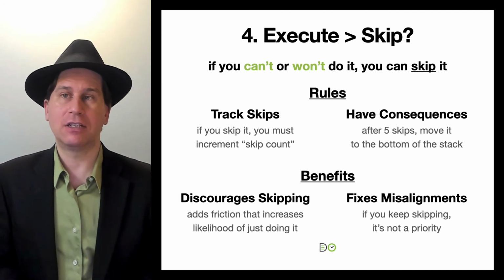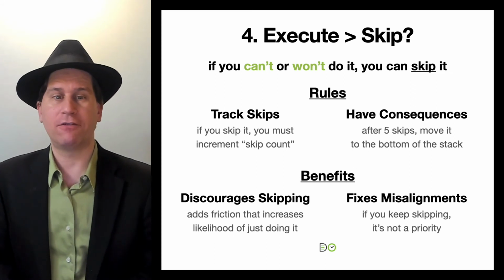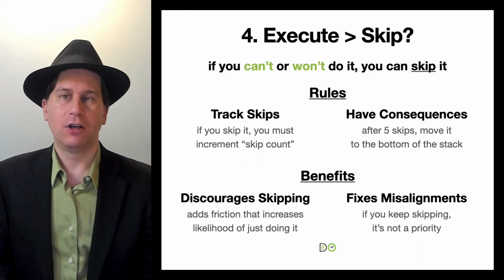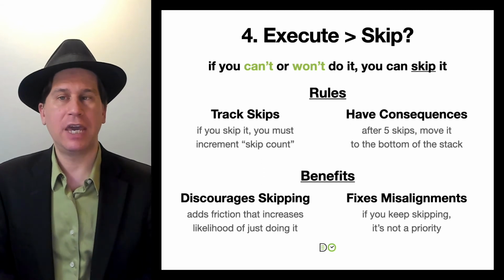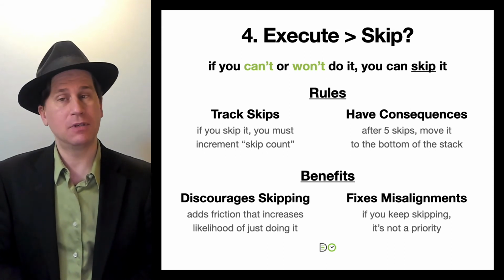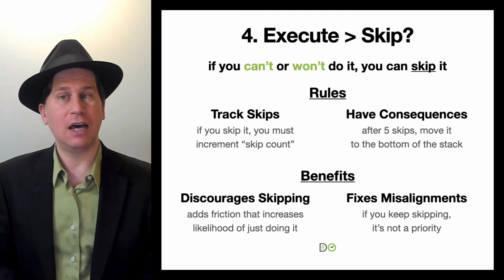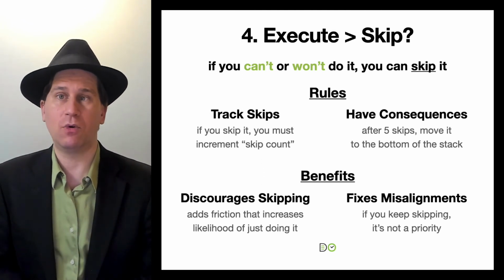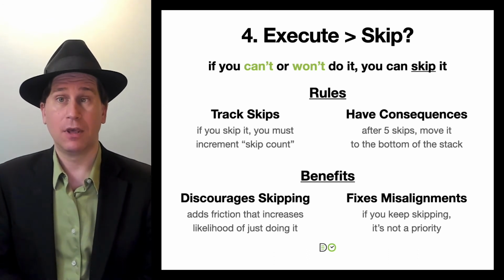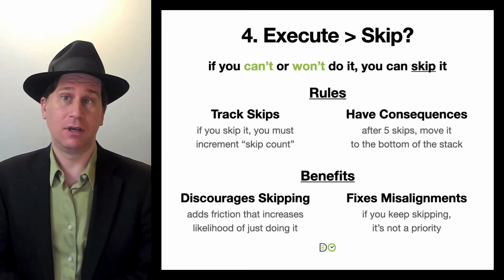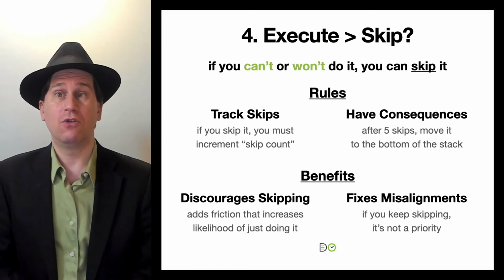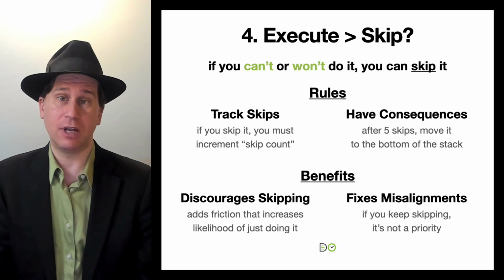The other thing I recommend is having consequences. Create a rule that after 5 skips, you have to move the card to the bottom of the stack, right? So you can't just keep skipping your high priorities indefinitely. If you're skipping it 2, 3, 4 times and it's constantly at the top of the stack, it's obviously not the priority. It's obviously not the next thing to work on. Or you need to step back and introspect and say, why am I not working on this if this is the priority? So this is where it helps fix misalignments. Because if you start seeing my skip count get above 2 or 3 or 4, then you know it's not actually a priority, even though it's at the top of your stack.